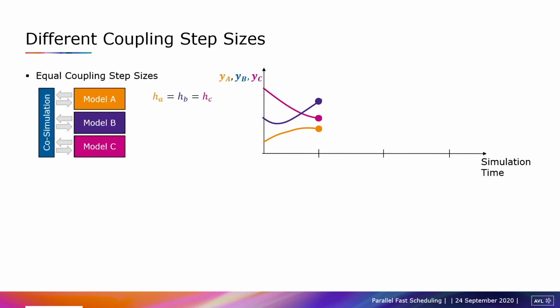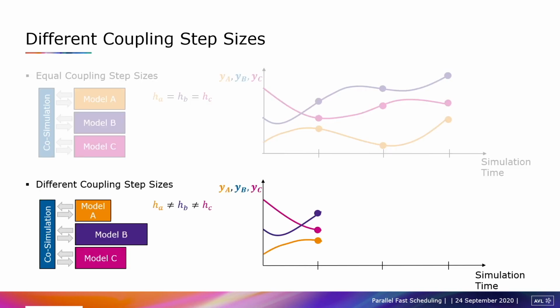If we assume all subsystems have the same coupling step size, the parallel coupling is quite simple. After each coupling step, all submodels end their coupling step at the same simulation time and can easily exchange the data. If different coupling step sizes are used for the submodels, after a coupling step, the submodels have different simulation progress. That means they are at different times in the simulation. And the question is now how to synchronize the submodels. We need some kind of synchronization strategy for the data exchange between the submodels.